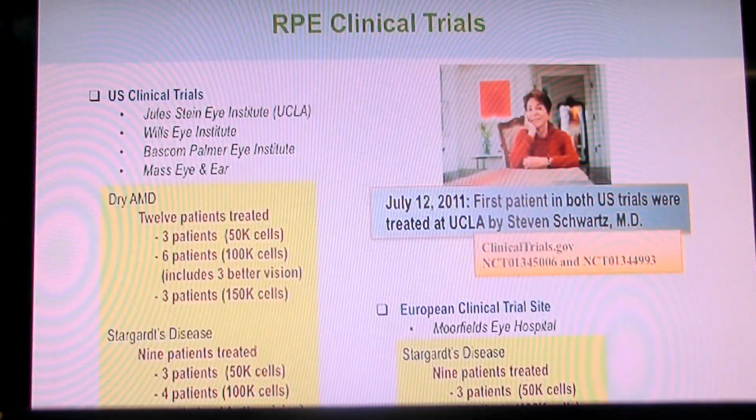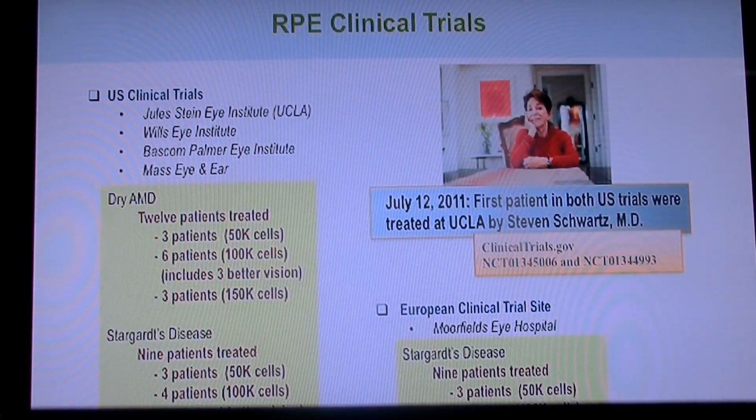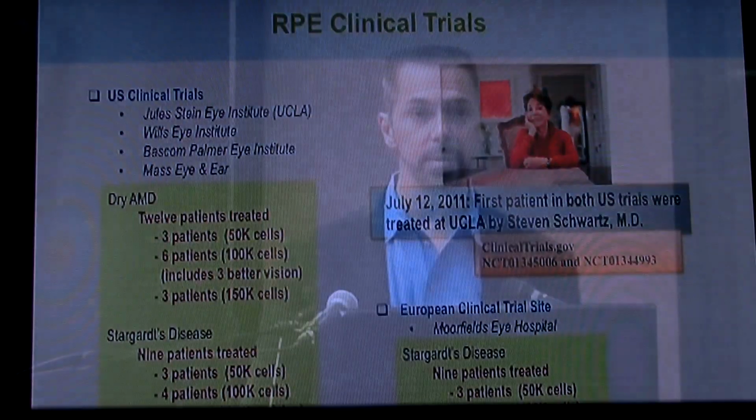We have 4 clinical sites. One is Mass Eye and Ear in Massachusetts. The other is Bascom Palmer in Florida, Wills Eye Institute in Philadelphia, and Jules Stein at UCLA out in LA. So to date, we've treated 12 patients with dry AMD. They have various amounts of the cells. We've treated 9 patients with Stargardt's disease, and we've treated 9 patients in our European trial, which is being carried out at Moorfields Eye Hospital.